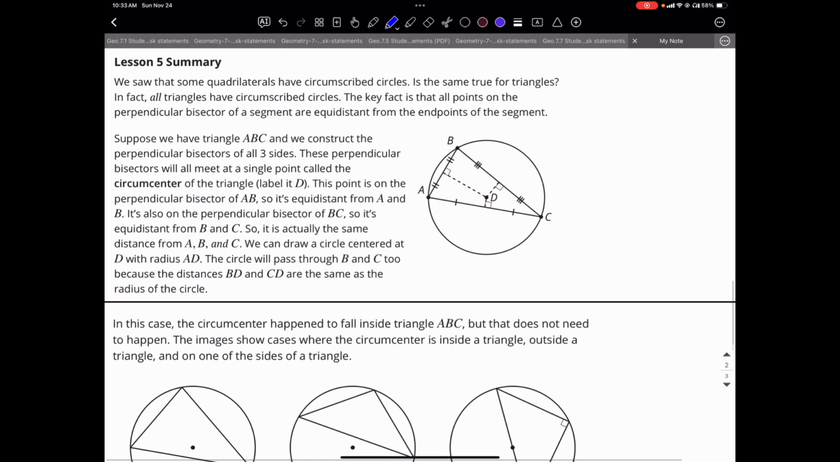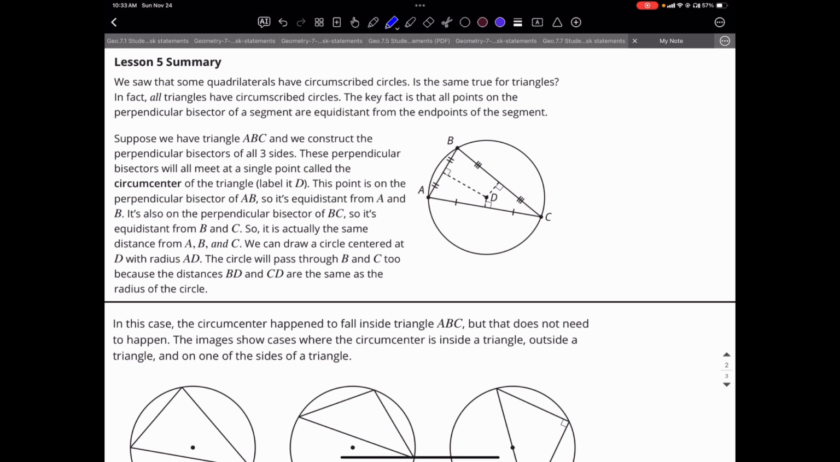Lesson 5. We saw that some quadrilaterals have circumscribed circles. Is the same true for triangles? In fact, all triangles have circumscribed circles. The key fact is that all points on the perpendicular bisector of a segment are equidistant from the endpoints of the segment.